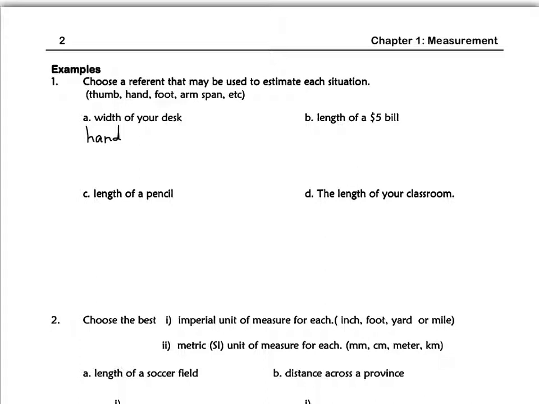When you're deciding which referent to use, a general rule of thumb is to pick the largest referent that you could fit at least one of in that object. So for example, if you were measuring the next one, the length of a $5 bill, that would be a lot smaller than your foot, so you wouldn't use a foot for that, because you wouldn't be able to fit a full foot in the length of your $5 bill.